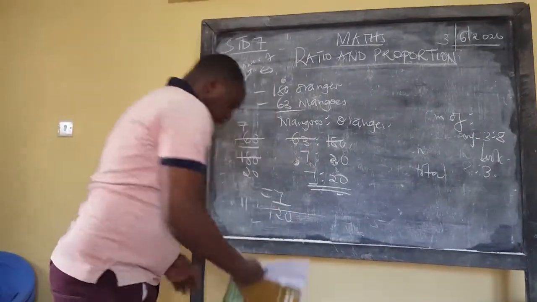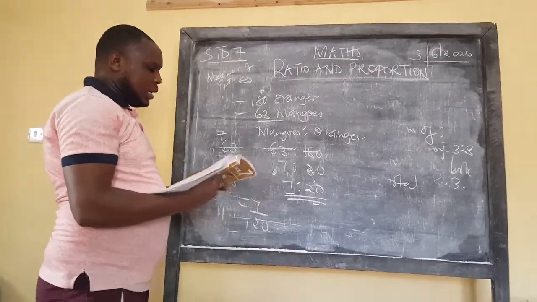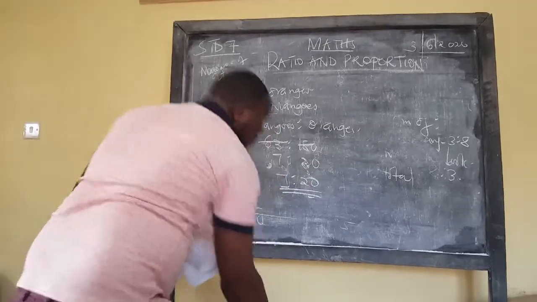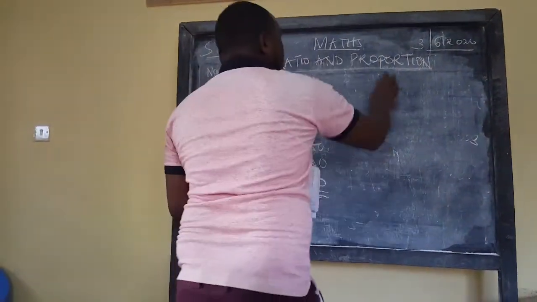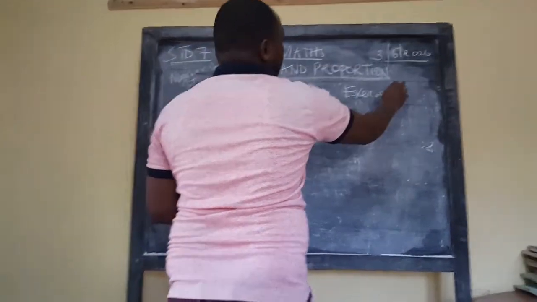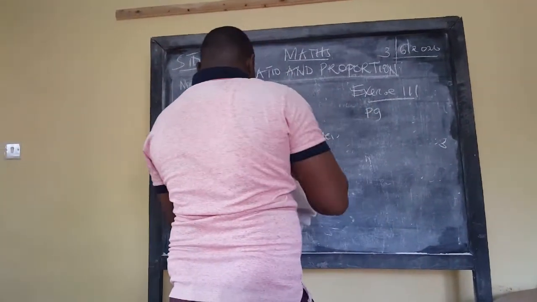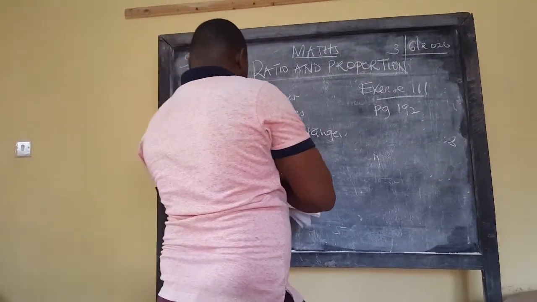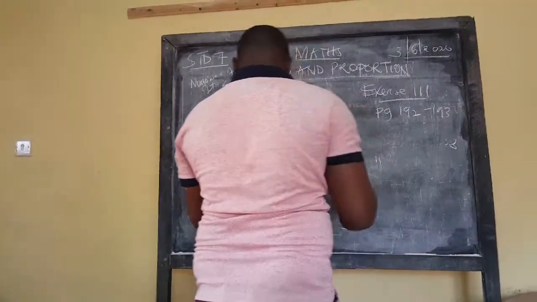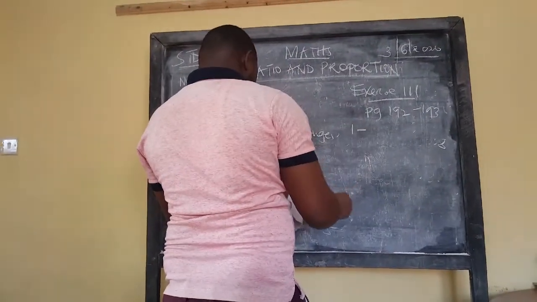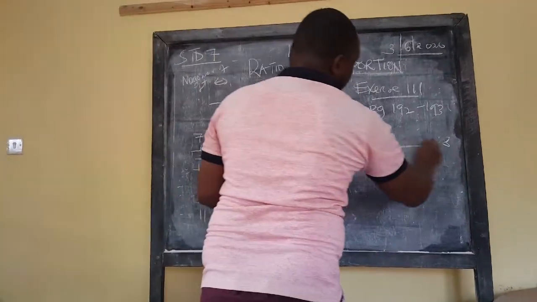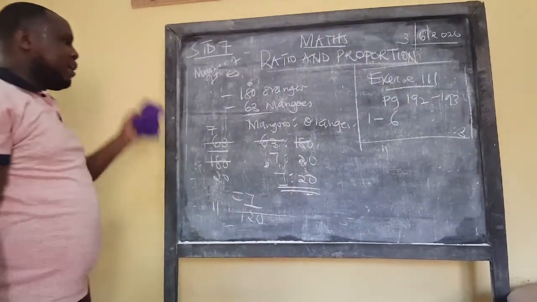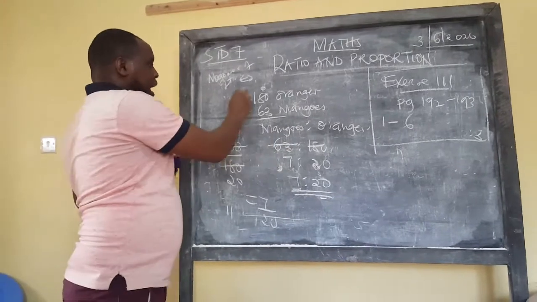So up to that end, learner, I want to give you some work, and this work is not much. Exercise 111. This is on page 192 through page 193. You are doing questions number 1 to 6. There are only 6 questions to be done. So do these questions well. Where you meet word questions, simplify them into workable statements like I have done here, and you'll find everything easy for you to handle.